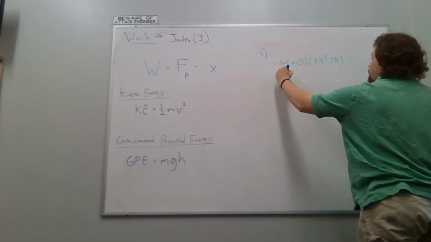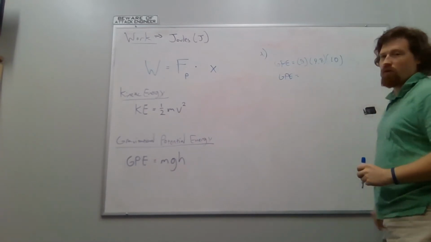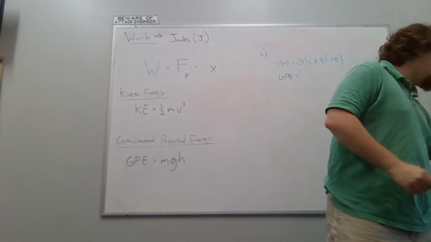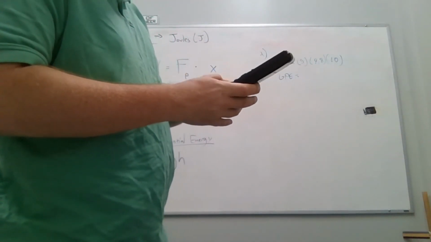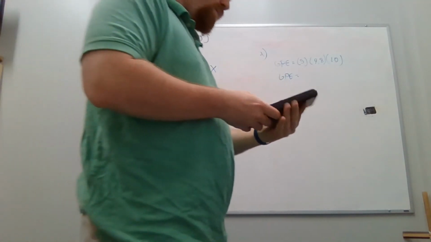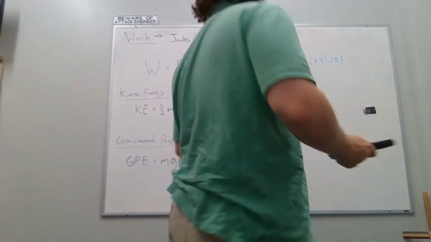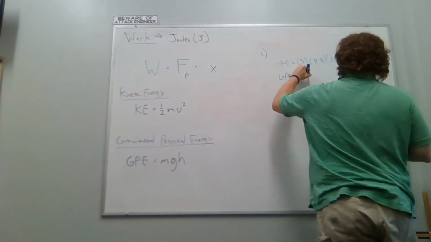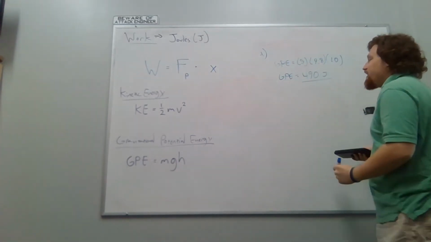So, the GPE of this object is going to be 5 times 9.8 times 10. We're going to pop that into our calculators. 5 times 9.8 times 10. And that tells us this object, when it was lifted, has a GPE of 490 joules.